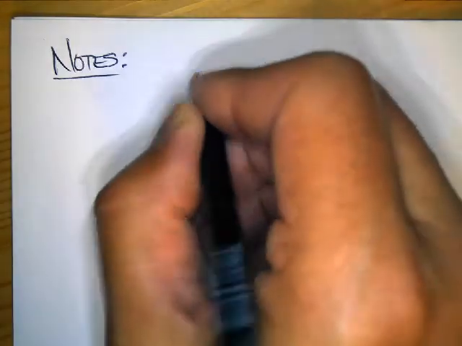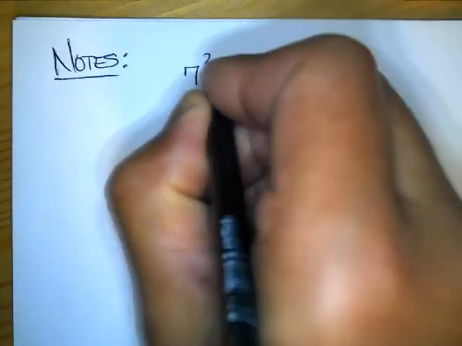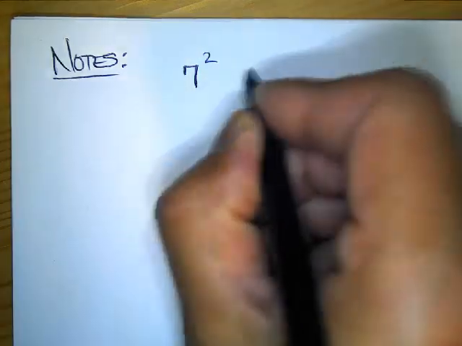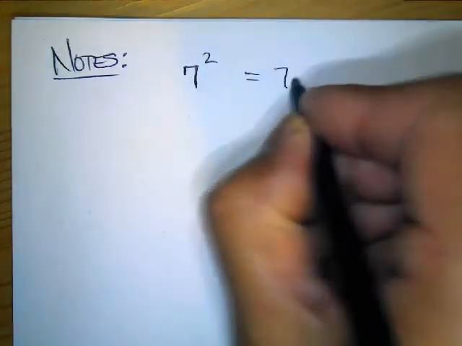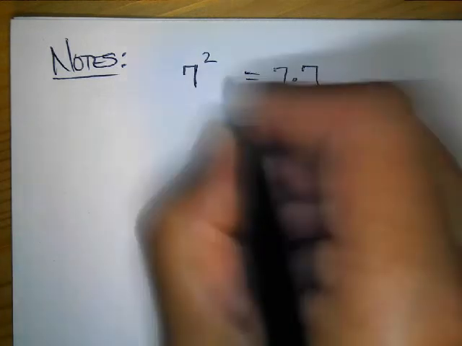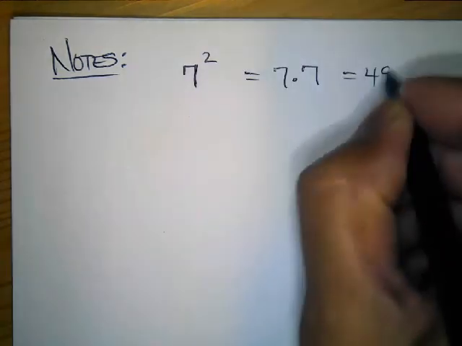All right, so we were talking about squares, right? Like when you square something. So we said like 7 squared means that whatever this is, you're gonna multiply it to itself 2 times. Okay, and you know the answer, right? 49.